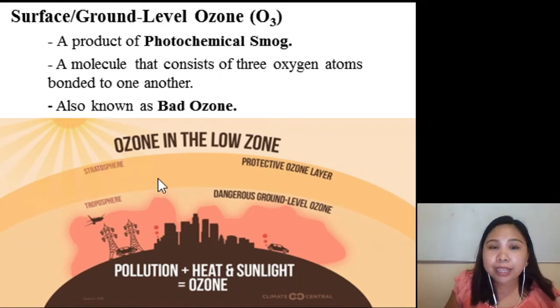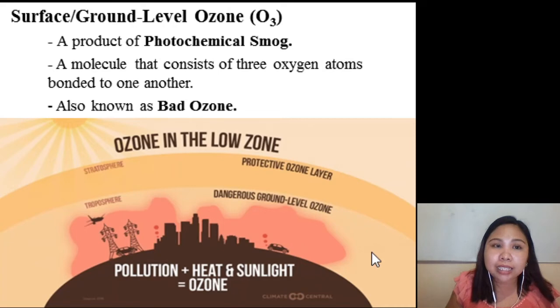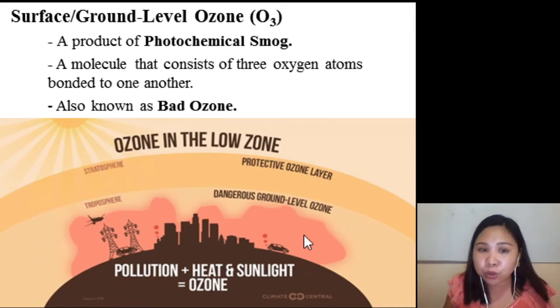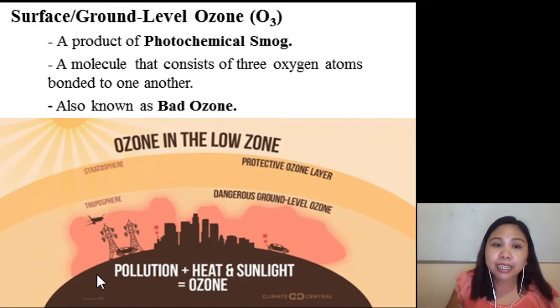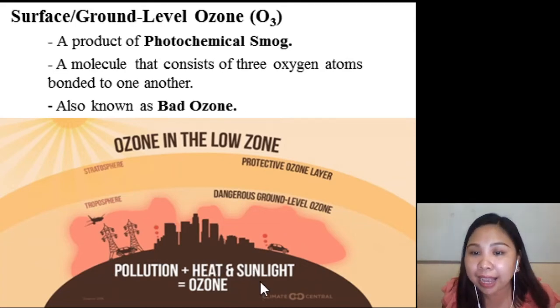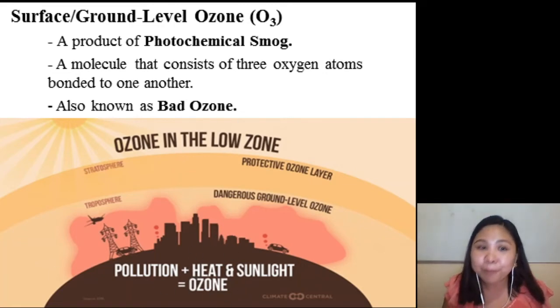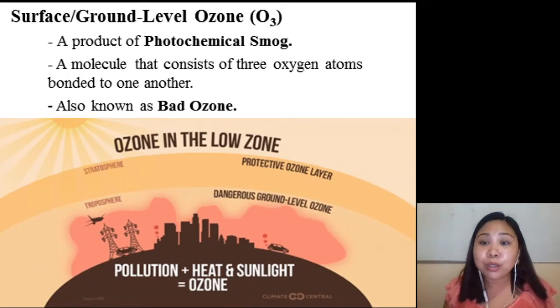Yung ating protective ozone ay matatagpuan sa stratosphere. Okay? Etong tinutukoy ko class na surface or ground level ozone, this is the bad ozone. This is dangerous to us. So, whenever nagkaroon ng interaction doon sa mga pollutants, plus heat coming from the sun, that is why nagkakaroon ng ozone. Okay, remember that bad ozone is a byproduct of photochemical smog.